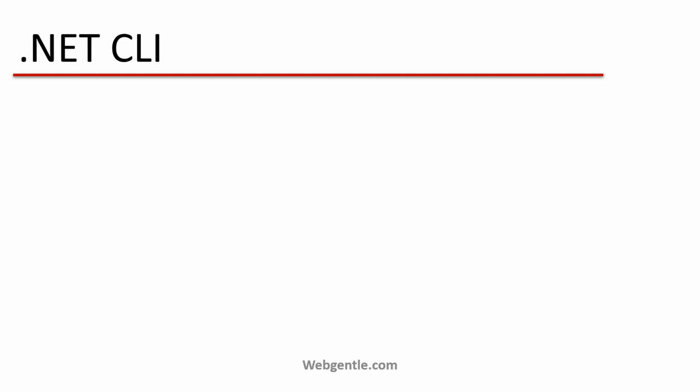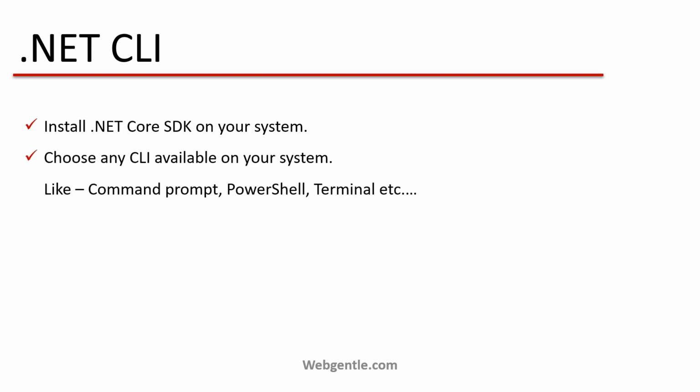Now let's see about the .NET CLI. If you need to install .NET CLI on your system, all you have to do is install the .NET Core SDK. Once you install the .NET Core SDK, the .NET CLI will automatically install on your system. After installing the .NET Core SDK, you have to open any command line interface. You can use command prompt, you can use PowerShell, or you can use terminal. Or if you have any other CLI available on your system, then you can use that CLI.